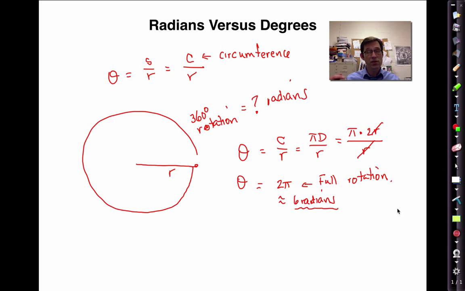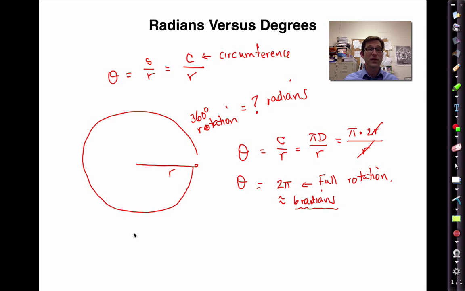A radian is actually quite a bit, about 60 degrees of rotation. So there's just 2 pi radians. It would have been so nice if it had been just pi radians in a full rotation, but it's not.